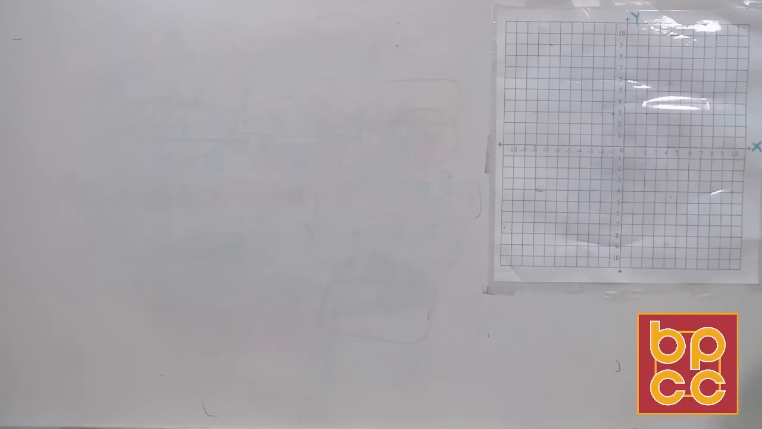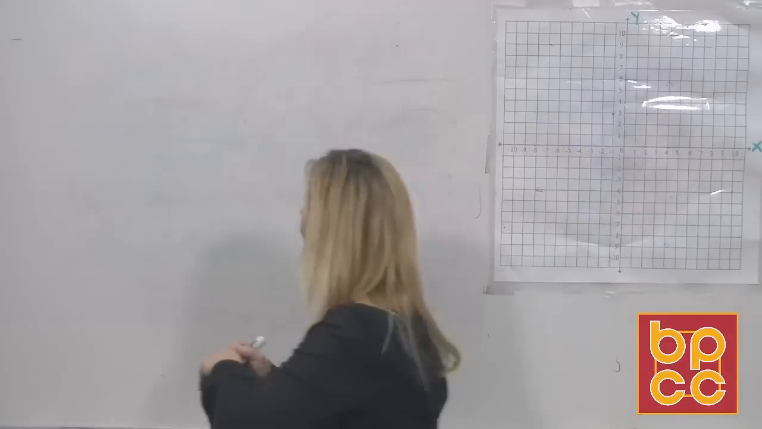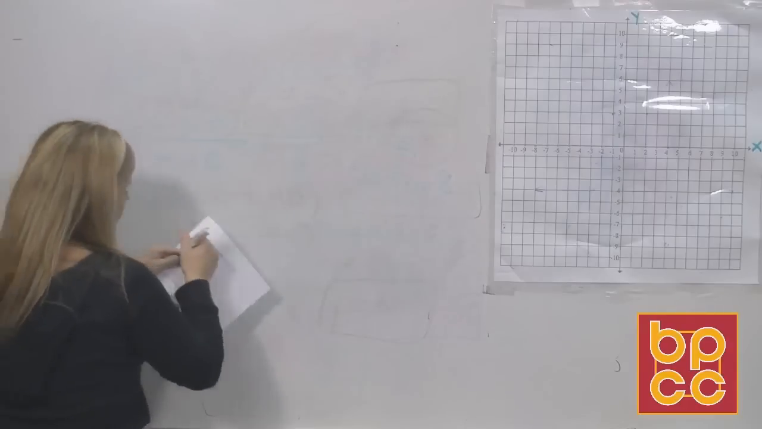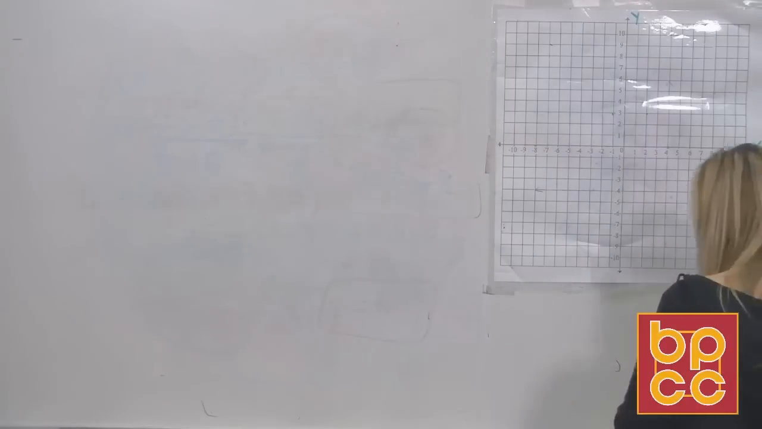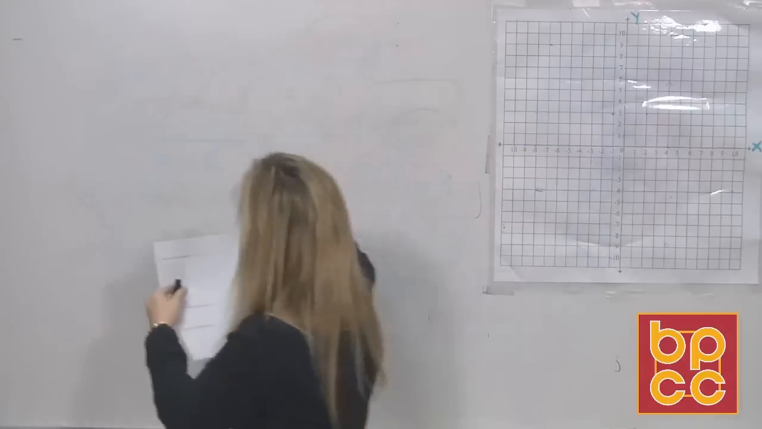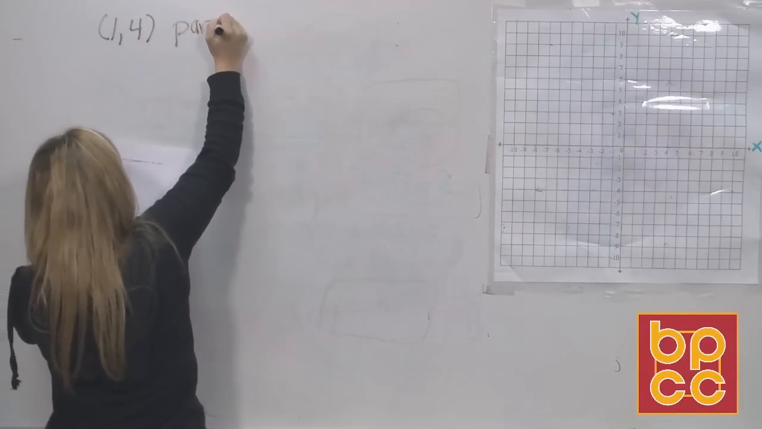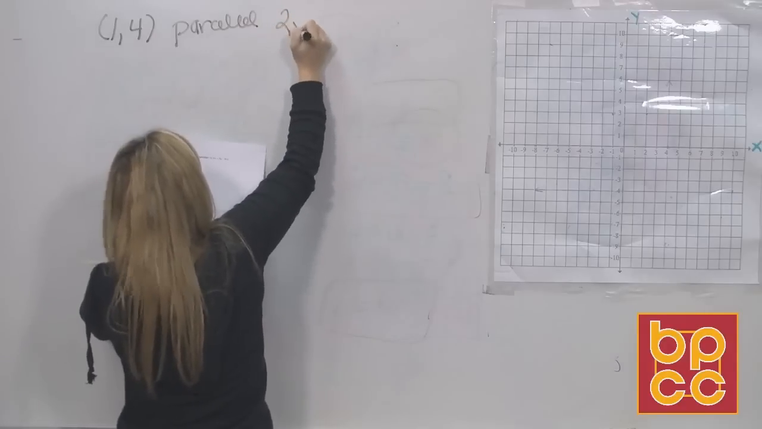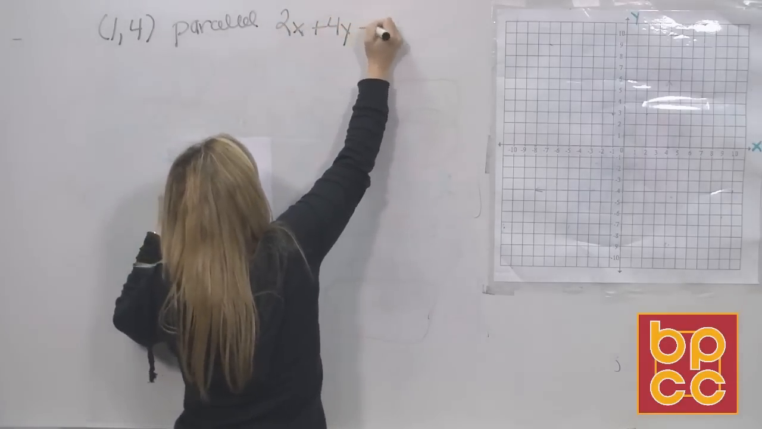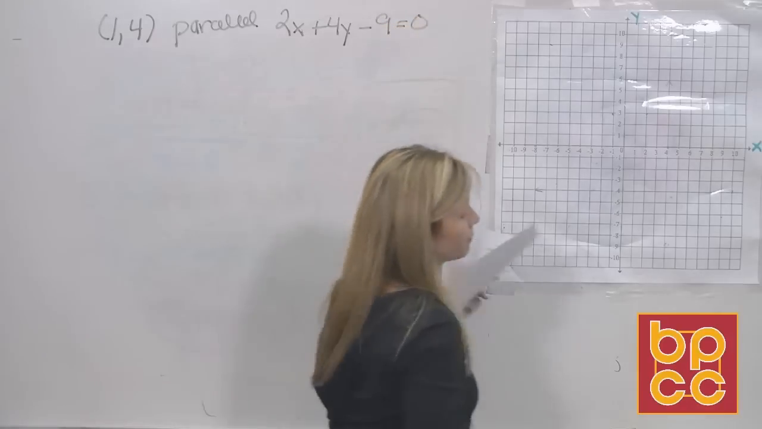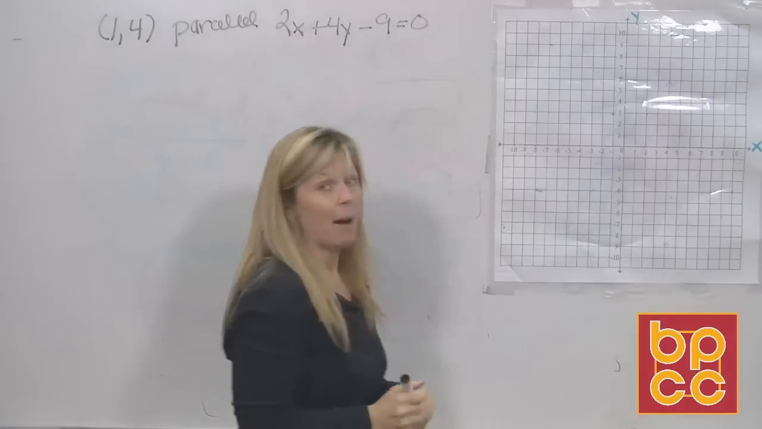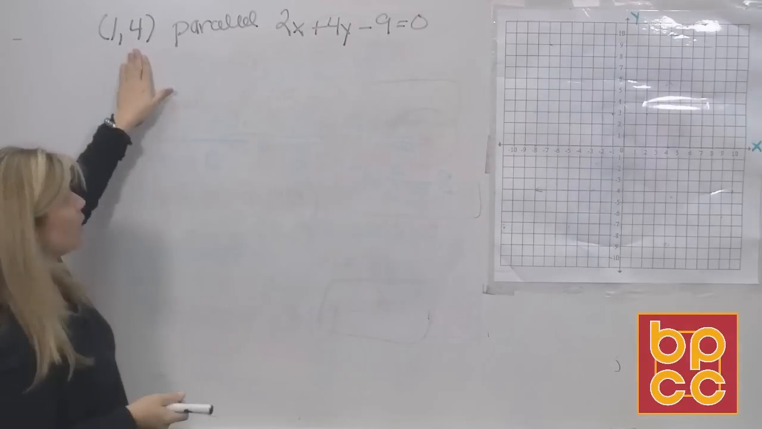Okay, we're going to write an equation of a line. And it says we're going to pass through point 1, 4, and we're going to be parallel to, so let me write this down. We're going to go through point 1, 4, and we're going to be parallel to 2x plus 4y minus 9 equals 0. All right. How many clues am I giving you? 2.